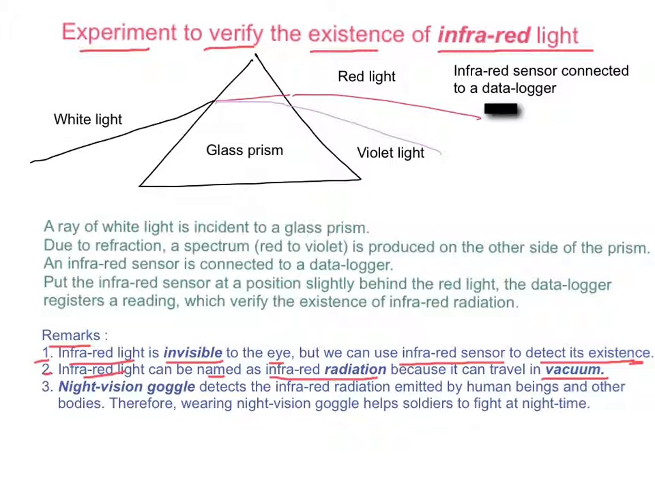Third, night vision goggles, 夜視鏡, help to detect infrared radiation emitted by human beings and other bodies. Therefore, soldiers wearing night vision goggles can fight at night time. Let's go back to the experiment.